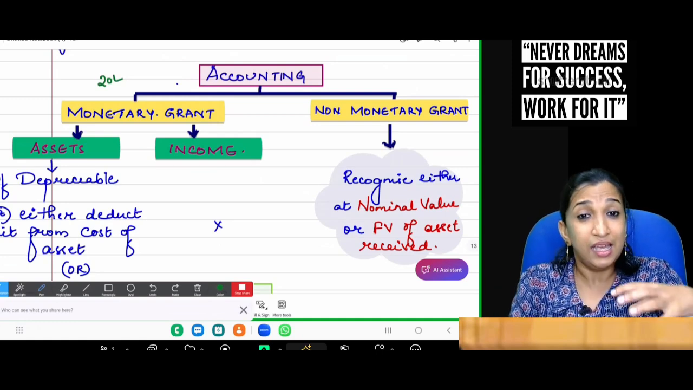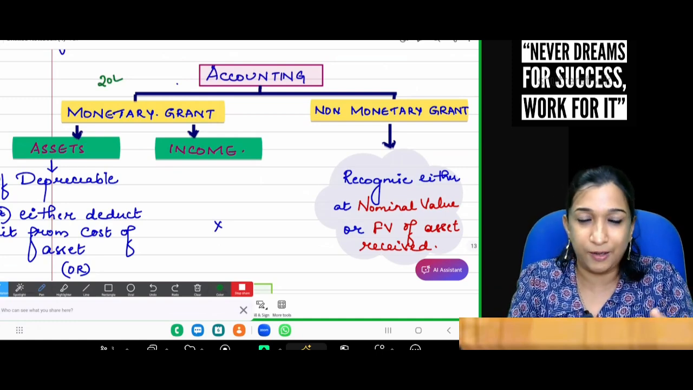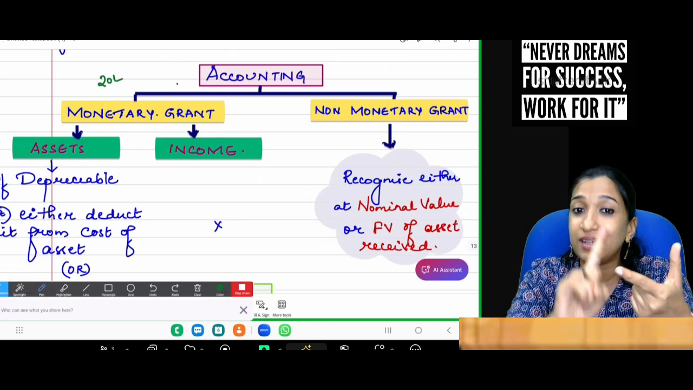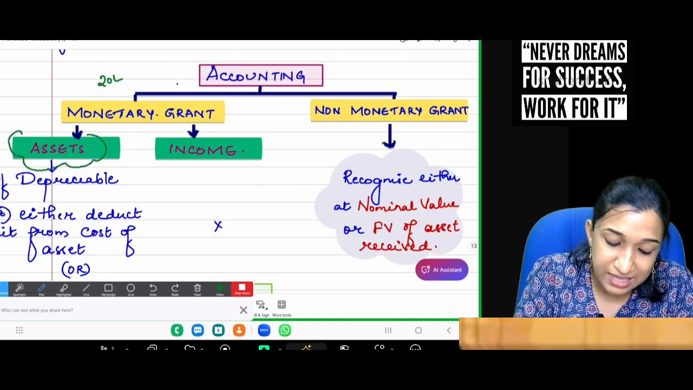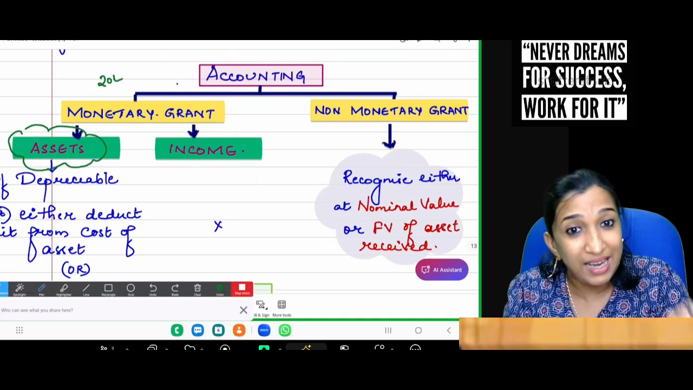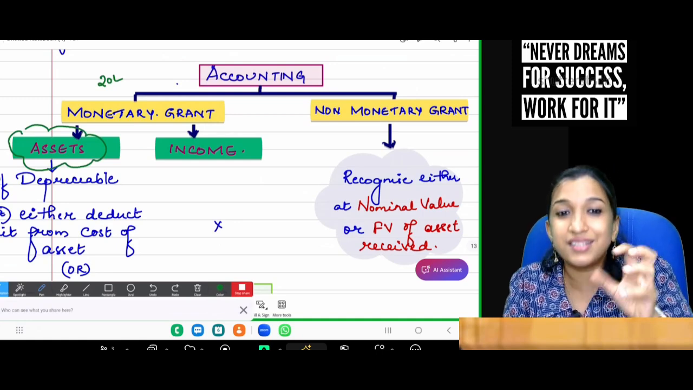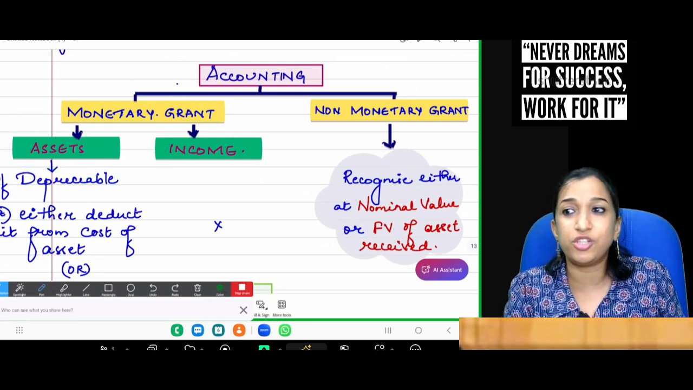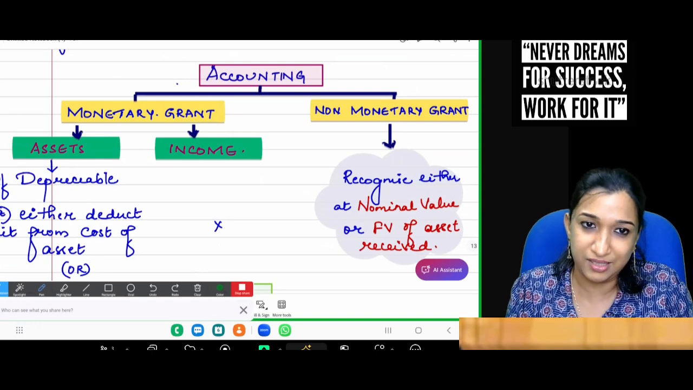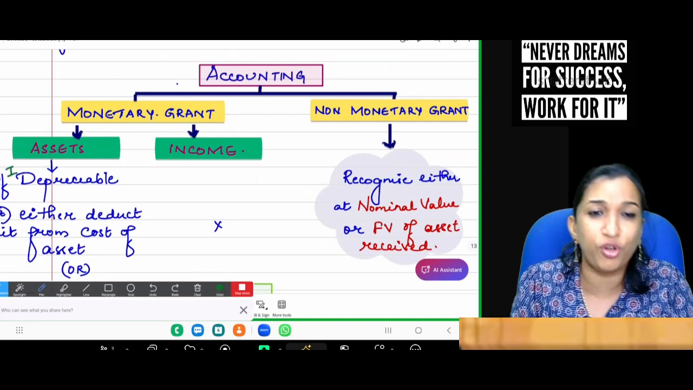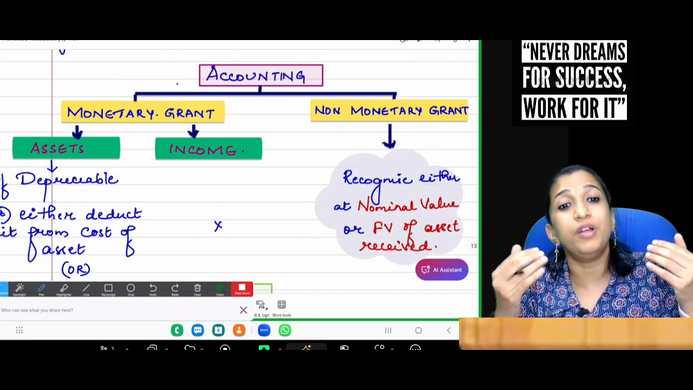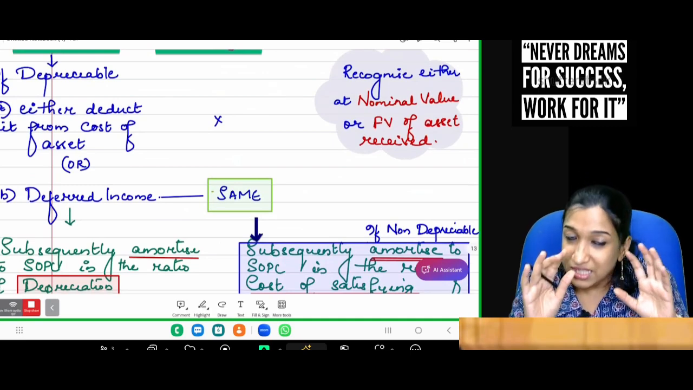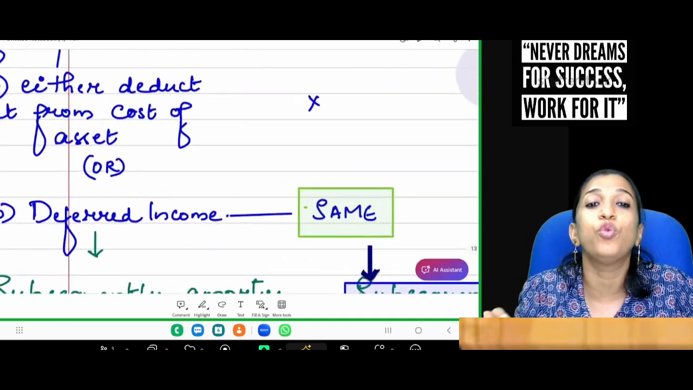Grant received 20 lakhs. Now I'm reading what is given in the standard. If you received a grant directly related to the acquisition or construction of an asset, then the asset is divided into two, depreciable and non-depreciable. An asset can be a building or a plant and machinery, or it can be land, which is a non-depreciable asset. So let's take whether depreciable or non-depreciable, the accounting is the same. If it is depreciable or non-depreciable, you have two options.